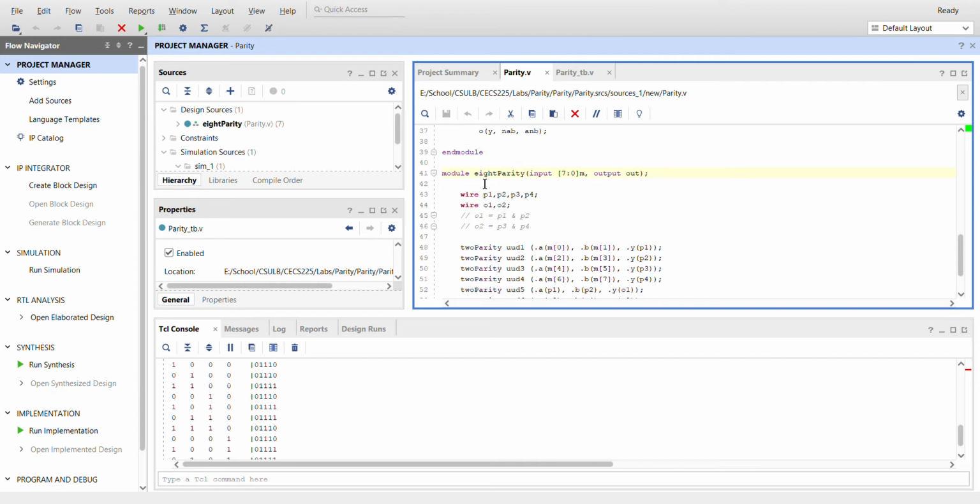And now we're on to 8 parity, and 8 parity has 8 inputs. I've labeled them M, 0 through 7, which is what this is for, and 1 output, called out.